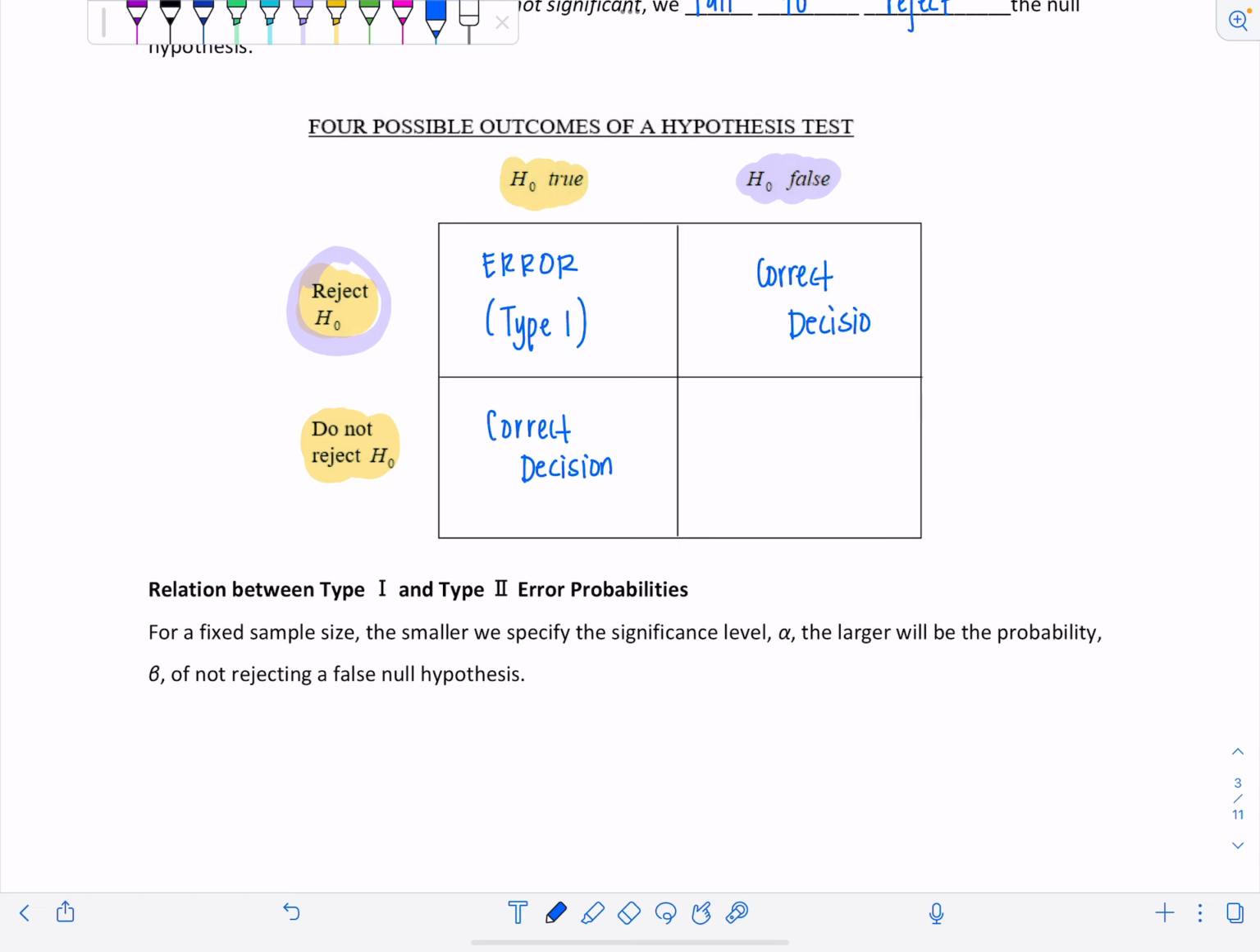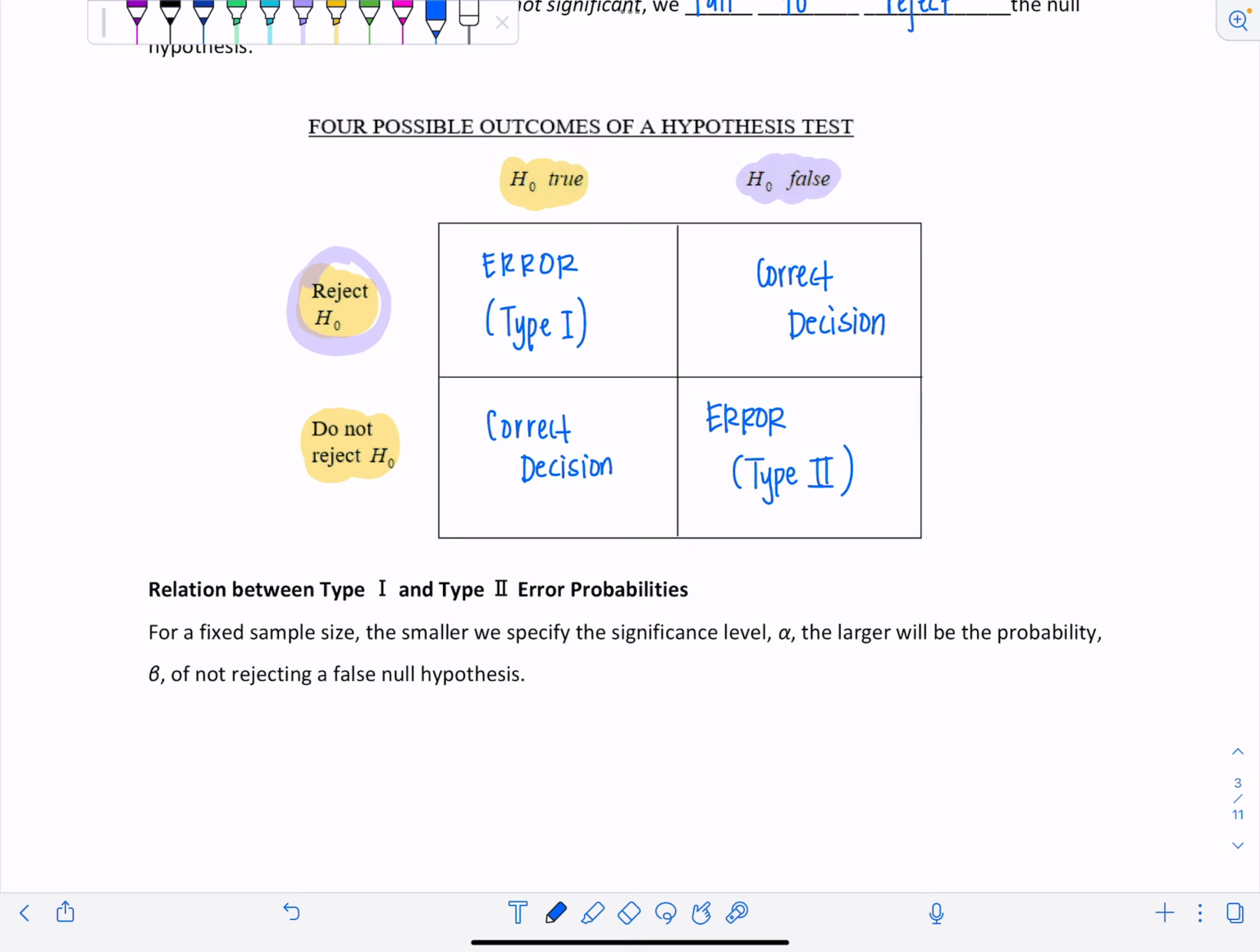And then the last scenario is that the null is false and you don't reject it. It was false and you didn't reject it. Oh my goodness, another error. We call that one type 2 error.